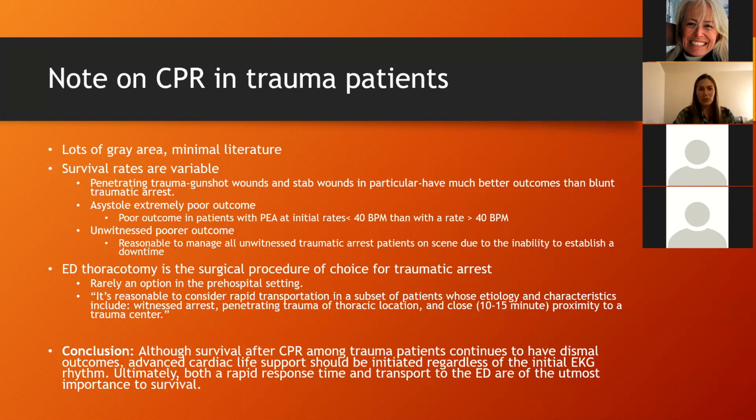The main treatment for trauma patients in cardiac arrest is a thoracotomy. This is a surgical procedure that's performed in an emergency department. It is rarely, if ever, performed in an outpatient or pre-hospital setting. So what it comes down to for you as patrollers is to transport the patient to the higher level of care.